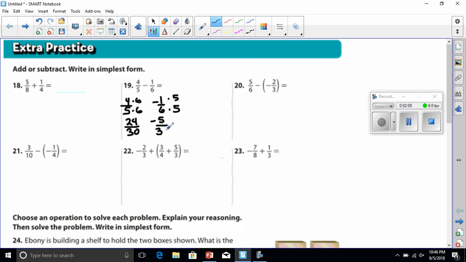As you can see now, we have our denominators that are the same, which allows us to go ahead and subtract 24 minus 5. 24 minus 5 is going to be, well, I believe that's 19, because 19 plus 5 will give us 24. So the answer should be 19/30. That cannot be reduced, so that will be our final answer.